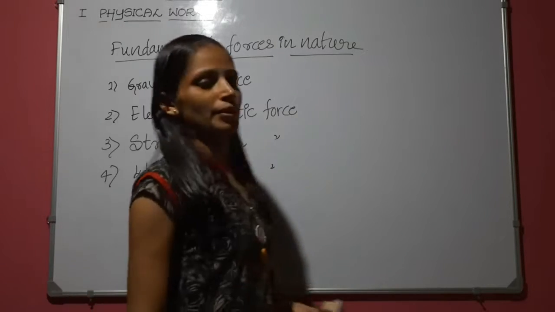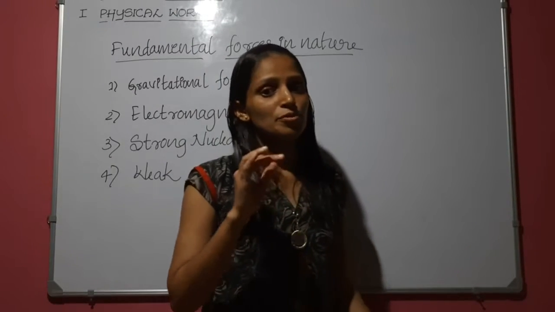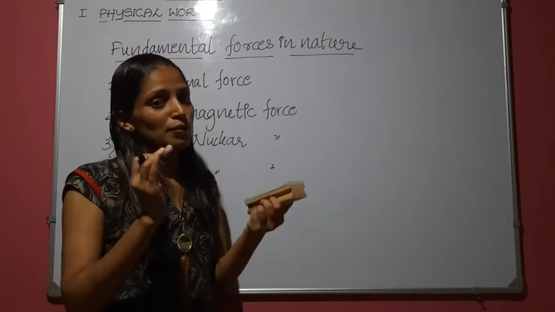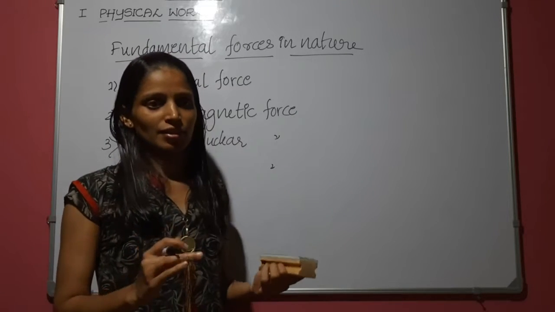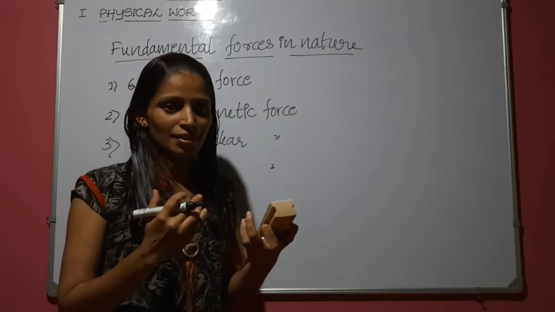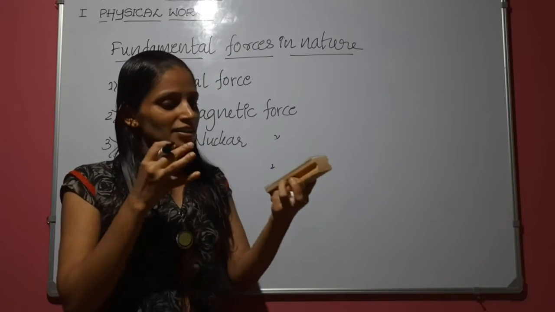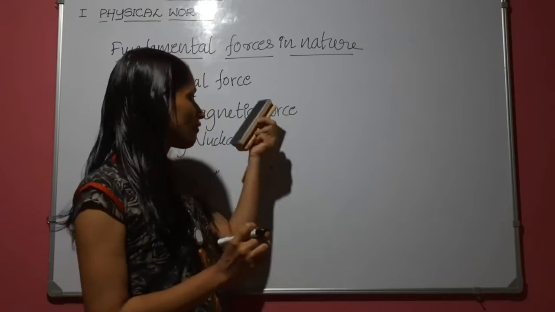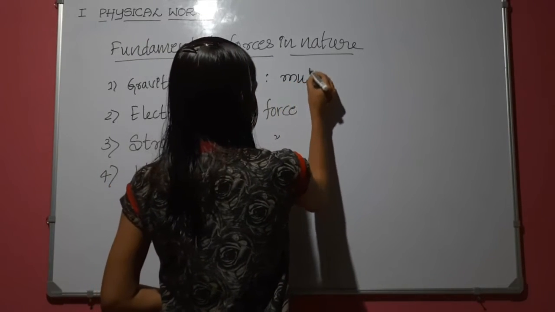Okay, we'll see the first one, gravitational force. Gravitational force means what? Mutual attraction between two objects by virtue of their masses. Between any two objects, two particles, there is a mutual attraction because of their mass, and this attraction between the two particles is gravitational force. Here, mutual attraction.